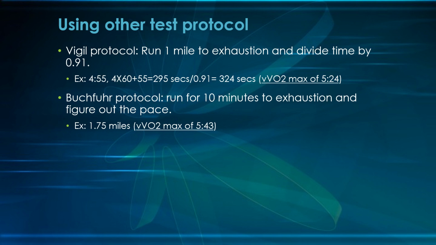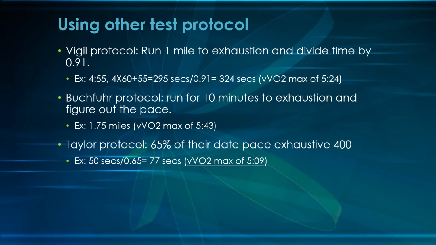The Birchford protocol, you run 10 minutes to exhaustion and figure out their pace. Let's say, for example, you have a kid that runs 1.75 miles. That's a VVO2 max of 5:43. One nice thing about the Birchford protocol is you don't have all these mechanics with doing math calculations afterward in terms of what is their VO2 max. But again, it is really sort of a nightmare to run if you have a big team.